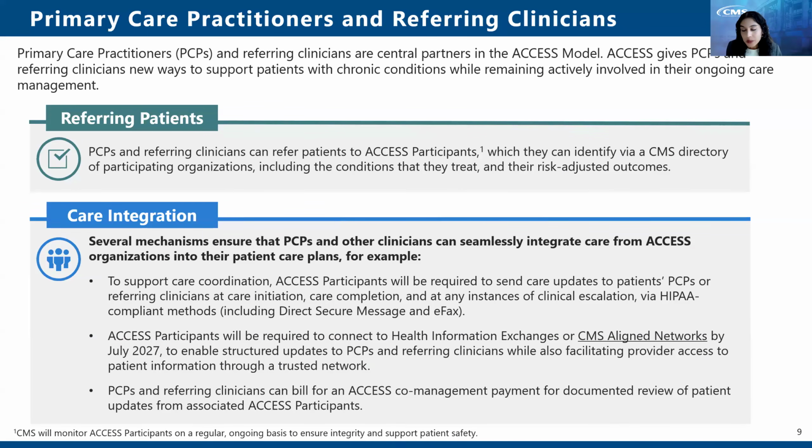In addition to Access participants, PCPs and referring clinicians play a central role in the model. Access offers a pathway for these clinicians to support patients with chronic conditions while staying actively engaged in ongoing care management. PCPs and referring clinicians can refer their patients to Access participants who they'll be able to identify via a publicly available Access participant directory. The directory will include information on the conditions that these participants treat and their risk-adjusted outcomes once they're available.